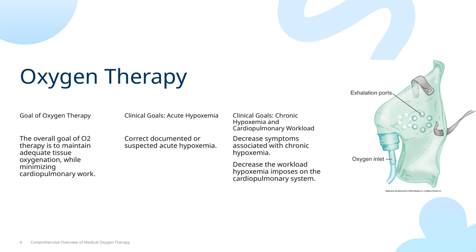Now, focusing on clinical goals, for chronic hypoxemia, the aim is to correct or at least improve the oxygen deficiency that persists over time. This helps prevent further complications and improves quality of life. Similarly, in cases of acute hypoxemia, where oxygen levels drop suddenly, the goal is to quickly restore adequate oxygenation. It's all about stabilizing your condition and preventing damage.